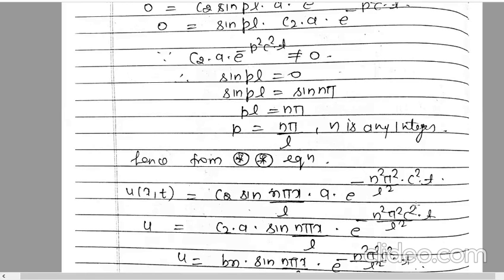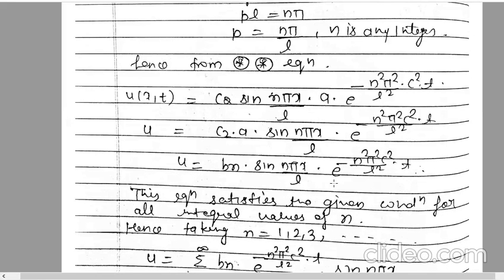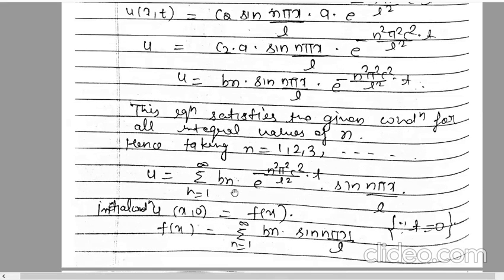Now after getting the solution, what will be our next step? You can see that u is equal to this one. So c2 into A, you can choose another constant as bn. So u is equal to bn sin n pi x upon L into this one. So n is a positive integer, that means n can be 1, 2, 3, and so on. So you can write this equation in summation form: u is equal to summation from 1 to infinity of bn sin n pi x upon L into e to the power minus n square pi square c square upon L square into t. So this is your boundary condition solution.